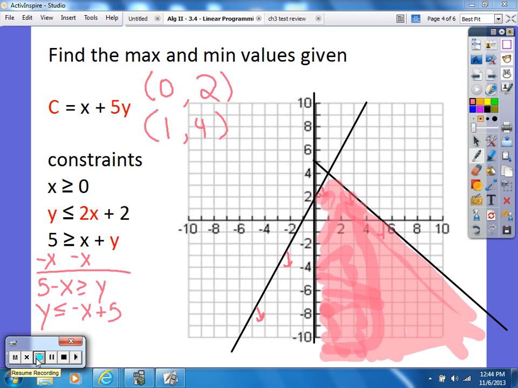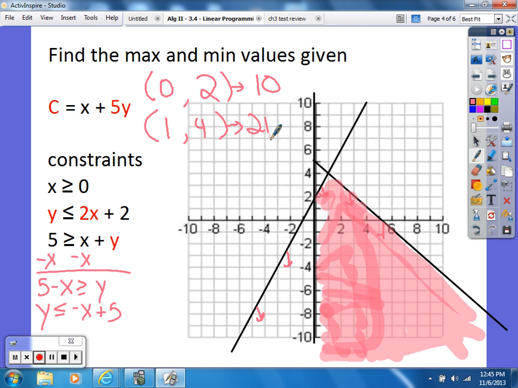Haley, what'd you get for 0, 2? 10. Pick somebody who hasn't talked yet. 1, 4. 21. Now, Jake actually asked a very good question. He said, well, since I only got 2 numbers, wouldn't that be my min and my max? But notice, this goes on and on forever down here, doesn't it?